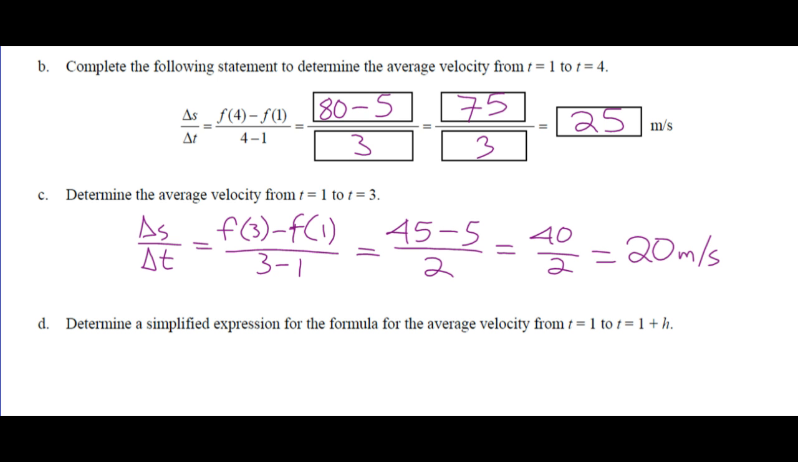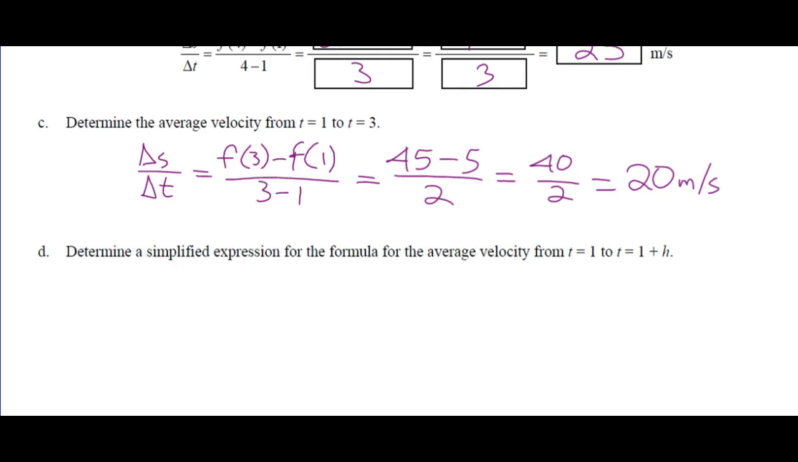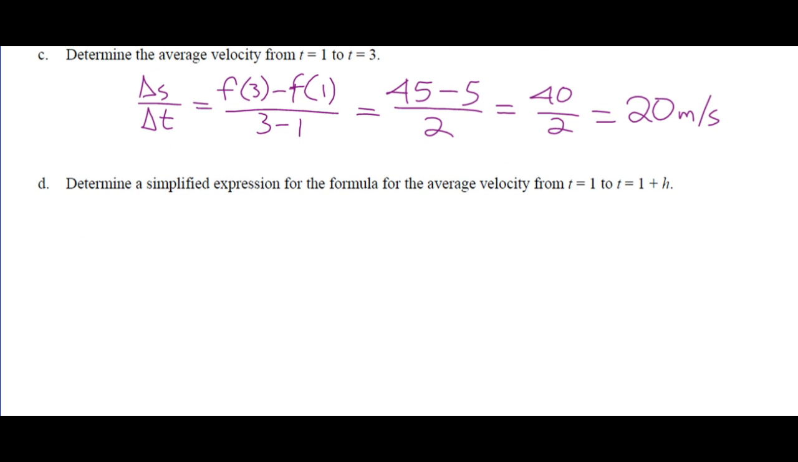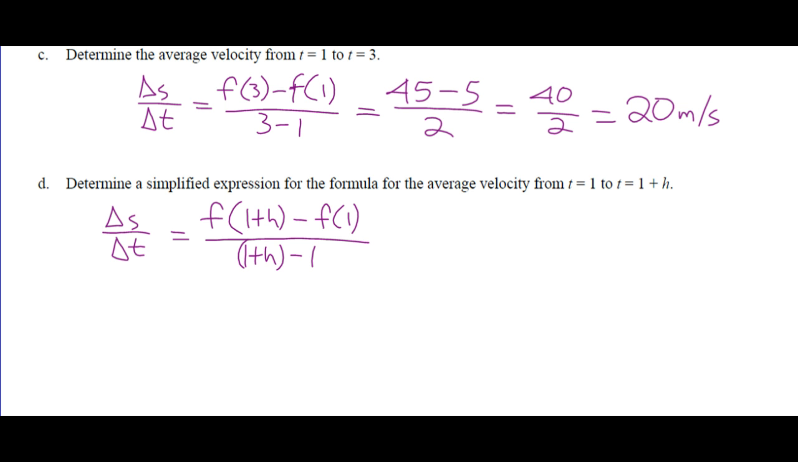Now, what if we determine a simplified expression for the formula for the average velocity from t equals 1 to t equals 1 plus h? We're going to do the same thing yet again. We want delta s over delta t, which is going to be f, but this time it's f of 1 plus h, not f of 4 or f of 3. It's going to be f of 1 plus h minus f of 1, the distance, over 1 plus h minus 1.